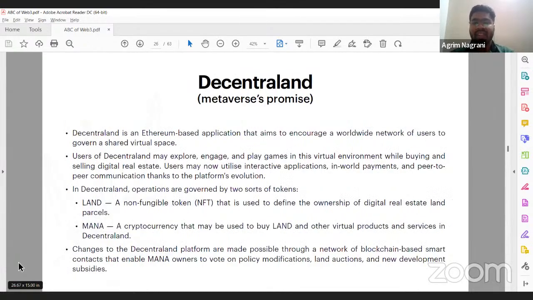Coming to Decentraland. Decentraland is again based on Ethereum, and it is used by various users for a virtual shared space. It is similar to other metaverses used for engaging people to play games, explore the virtual environment, and buy and sell digital real estate and virtual land. The token used here is the LAND token. It's an NFT which defines ownership of the digital real estate you own. The MANA cryptocurrency is used to buy that land in Decentraland. Depending upon the use cases, they have created their own cryptocurrency, which can be traded through various platforms such as Binance, Kraken, and Gate.io. These exchanges are used for trading the cryptocurrency and earning from it through gaming.